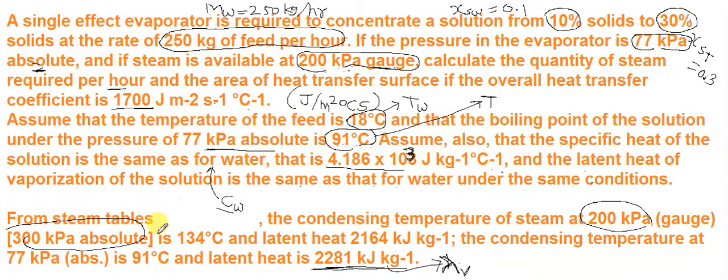For this pressure we have this temperature, 134. This value is directly given. Otherwise we have to use the steam table, and by the interpolation method you have to find this value, 134 degrees Celsius, with respect to this 300 kilopascal absolute pressure. If the steam table has the 300 kilopascal absolute value, then you will directly get this 134.